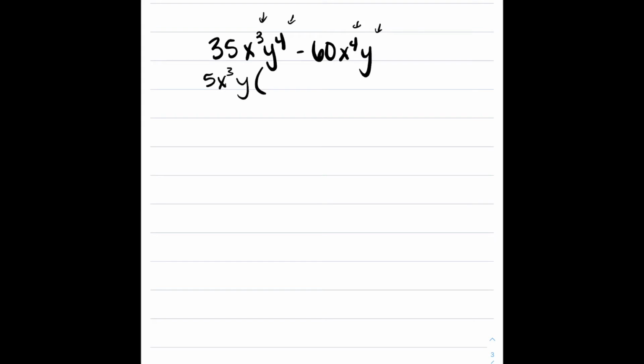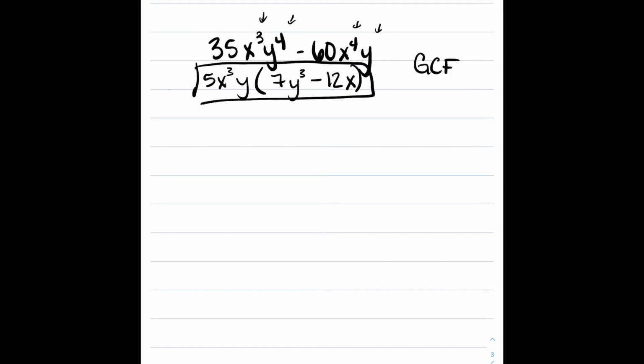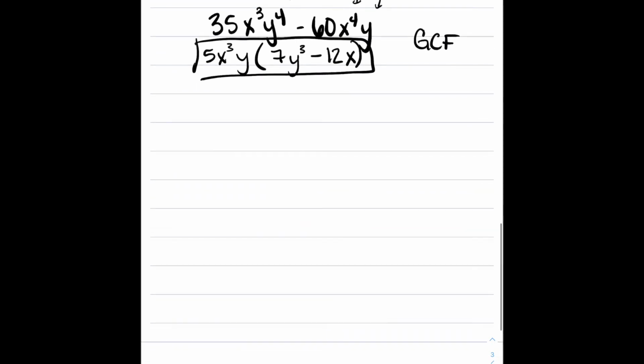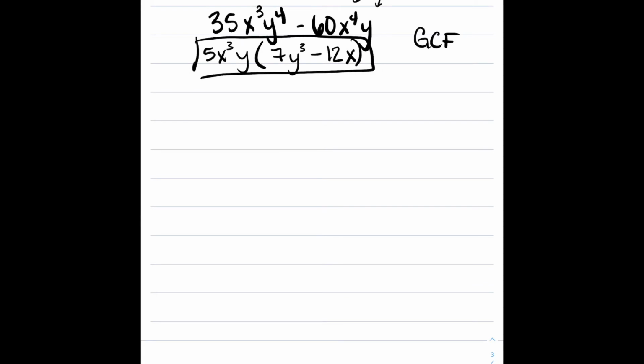So this first term, when I have 35x cubed y to the 4th, I'm factoring out a 5x cubed y. So that's going to leave me with 7. 35 divided by 5 is 7. X cubed divided by x cubed is just 1. I don't need to write that. Y to the 4th divided by y is y to the 3rd. Then I have negative 60 divided by 5 is negative 12. X to the 4th divided by x cubed is x. Y divided by y is 1, and I don't need to write that. So that would be my factored form. Here, this is just GCF. I just factored out the GCF. Okay.